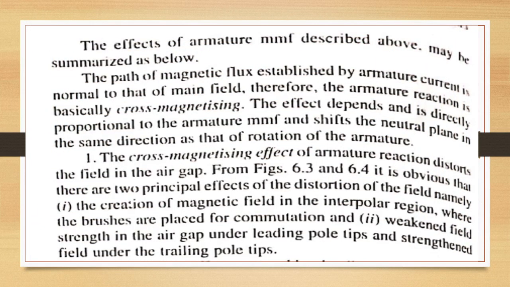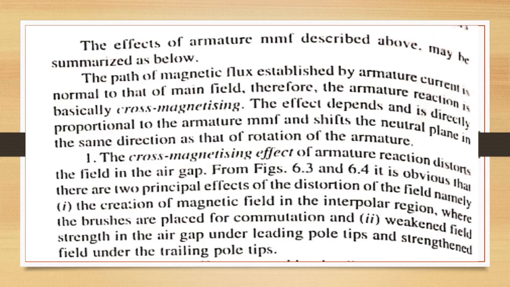The effects of armature reaction can be summarized as below. The path of magnetic flux established by armature current is normal to that of the main field. Therefore, armature reaction is basically cross magnetizing. The effect is directly proportional to the armature MMF and shifts the neutral plane in the same direction as that of rotation of the armature. Let us see the first effect, that is the cross magnetizing effect of armature reaction.